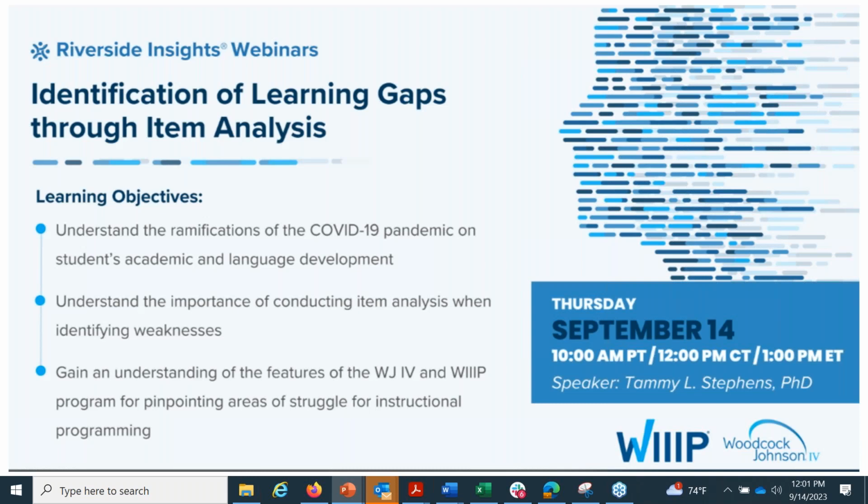So these are our learning objectives for today's session. I want you to walk away from here understanding the ramifications of the COVID-19 pandemic, specifically on students' academic development. And I know each and every one of you probably have experienced this and have seen firsthand the impact that COVID has had on our students and continues to have.